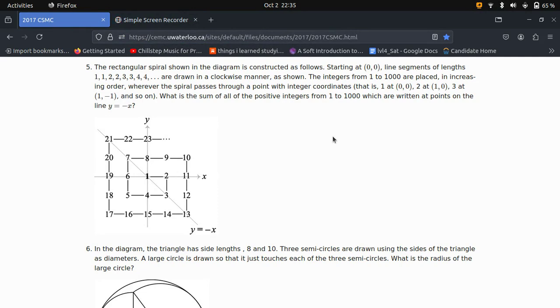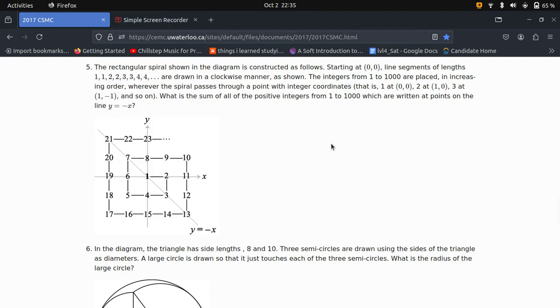The rectangular spiral shown in the diagram is constructed as follows. Starting at the origin, line segments of length 1, 1, 2, 2, 3, 3, 4, 4, etc. are drawn in a clockwise manner as shown. So as shown right here.